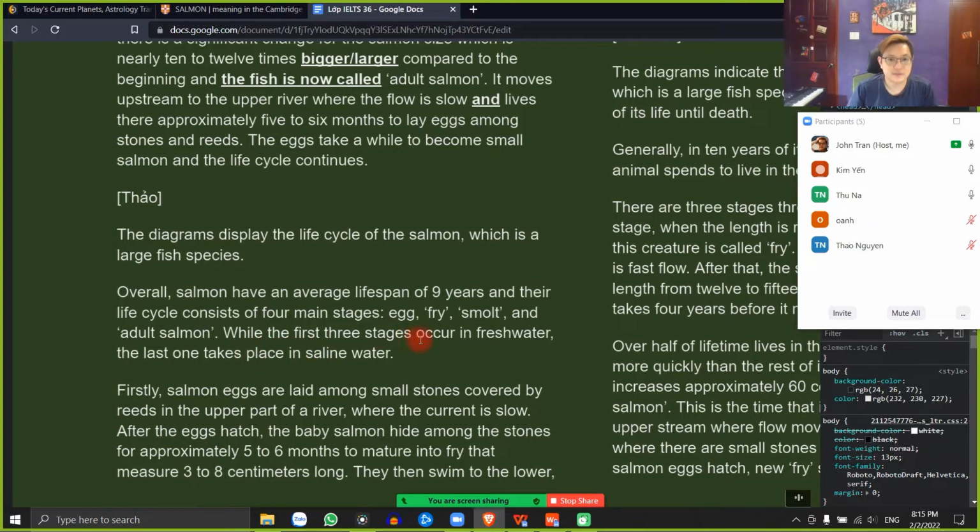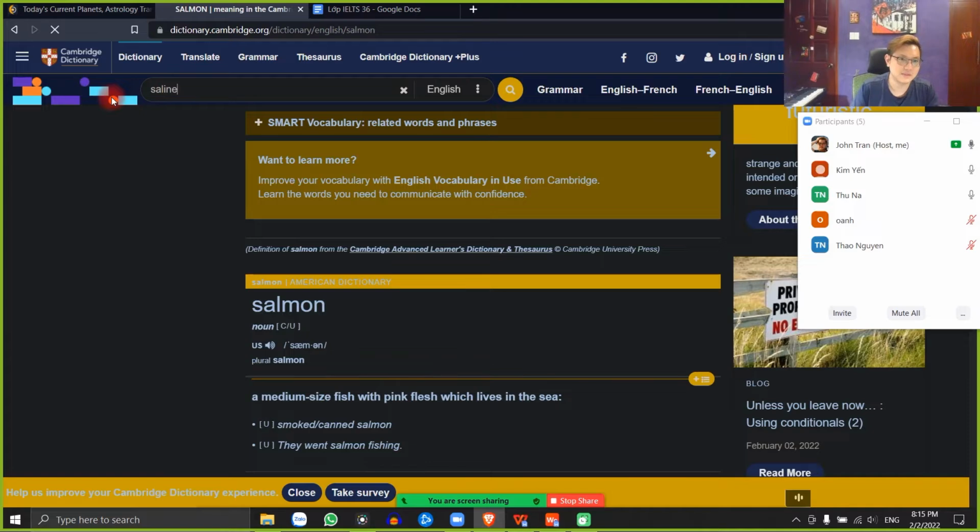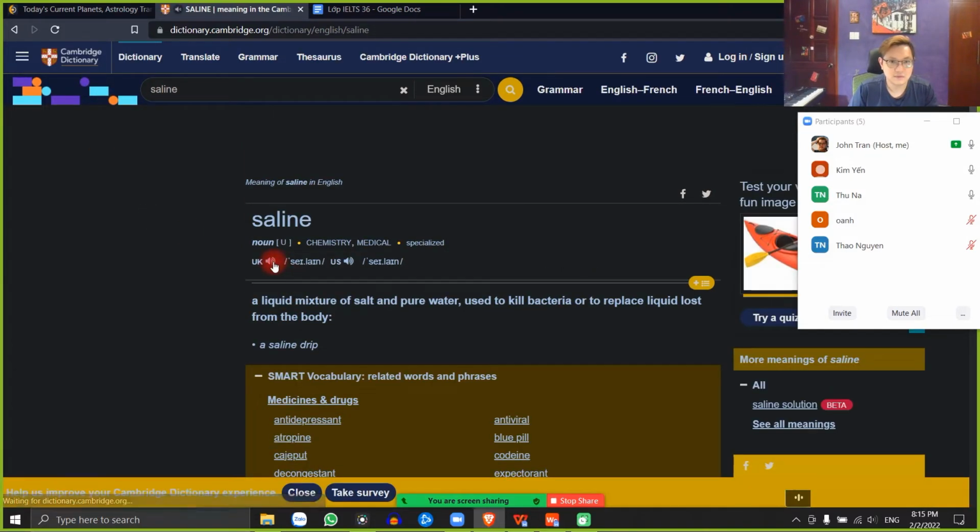While the first 3 stages occur in fresh water, the last one takes place in saline water. Trong khi 3 giai đoạn đầu tiên diễn ra trong nước sạch, nước ngọt, cái cuối cùng diễn ra trong nước muối. Well, saline water is different from sea water, I'm sure. You know what saline water is? Saline, I think saline or saline. It's saline, I think. Saline. Saline water. Saline is saline.